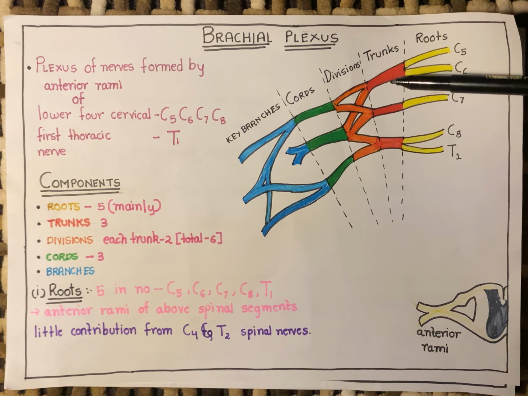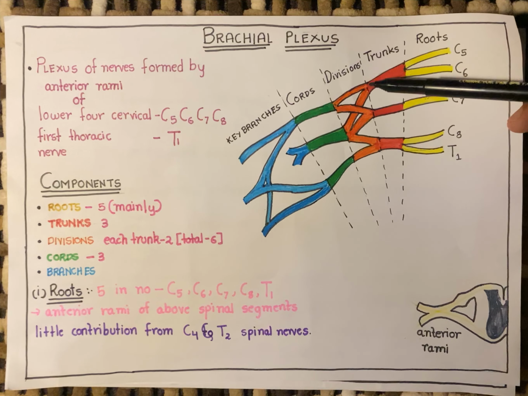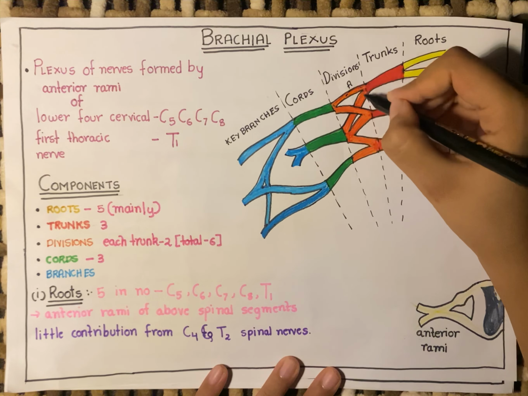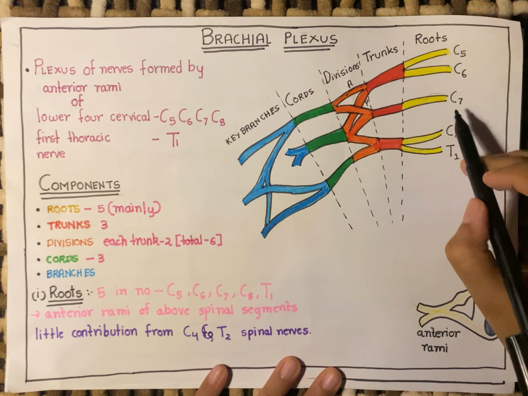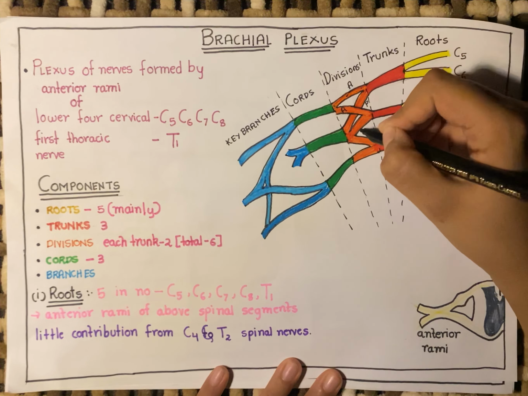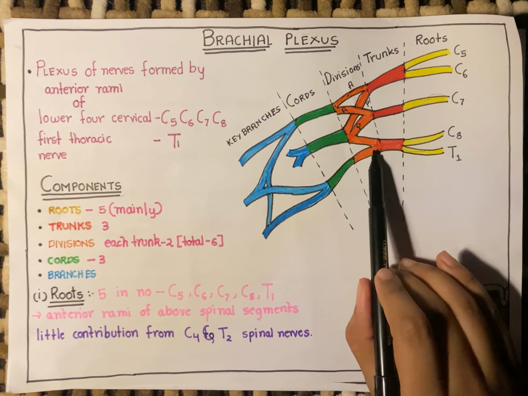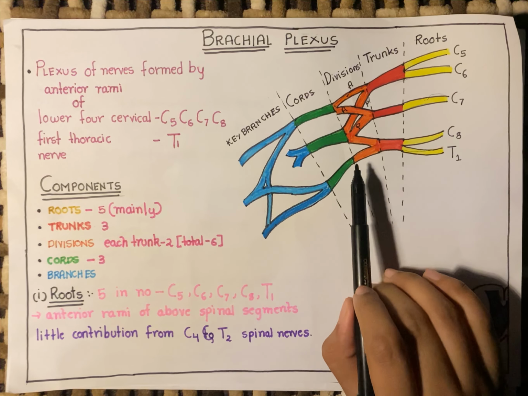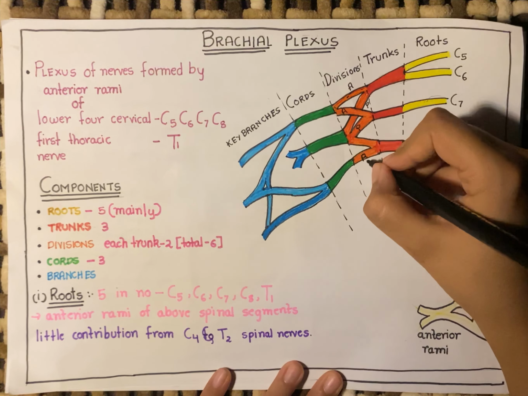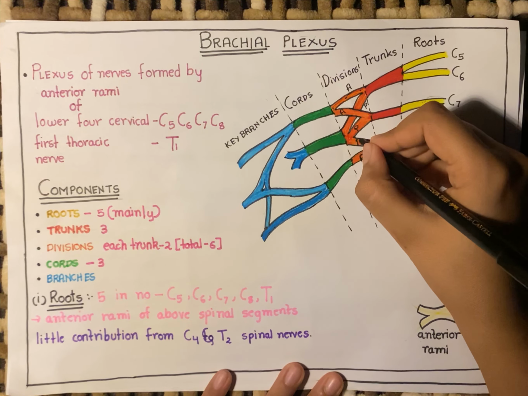We had trunks: the upper trunk, the middle trunk and the lower trunk. The upper trunk gives two divisions, an anterior division and a posterior division. The middle trunk is again going to divide into an anterior division and a posterior division, and the lower trunk is also going to divide into an anterior division and a posterior division. However, for convenience sake, I've marked the lower division as anterior and the one above it as posterior.